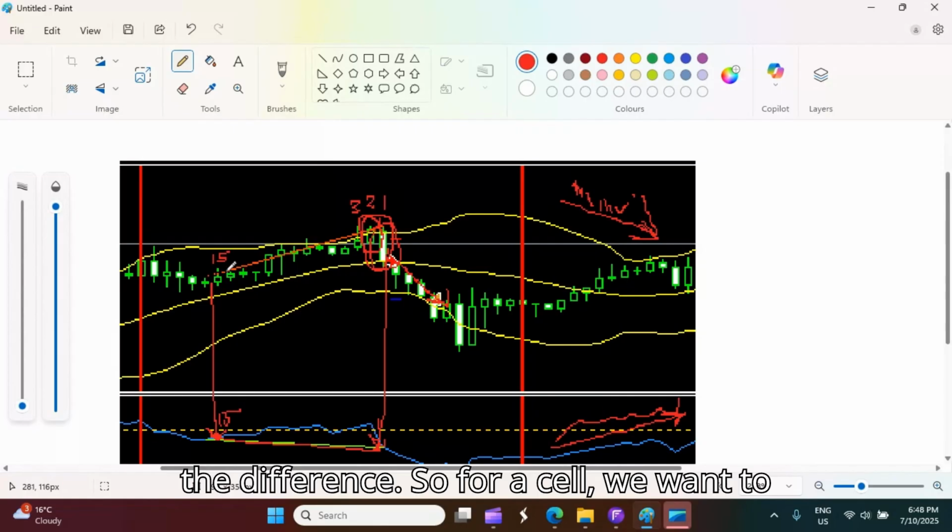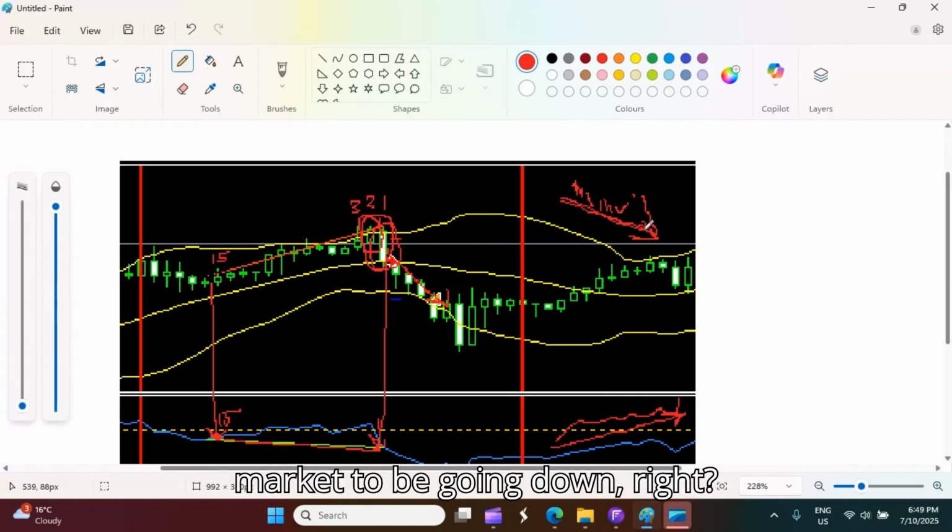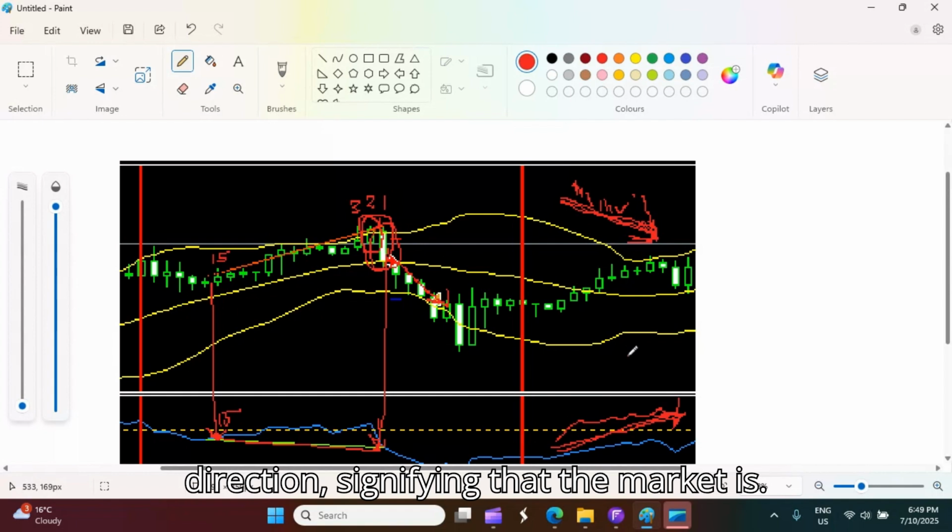You see the difference. So for a sell, we want to ensure that the price direction is going up and the relative strength index is going down. But for a buy, we want the market to be going down, price direction down, but RSI is actually trending in the opposite direction, signifying that the market is likely to move to the upside. So you get the idea.